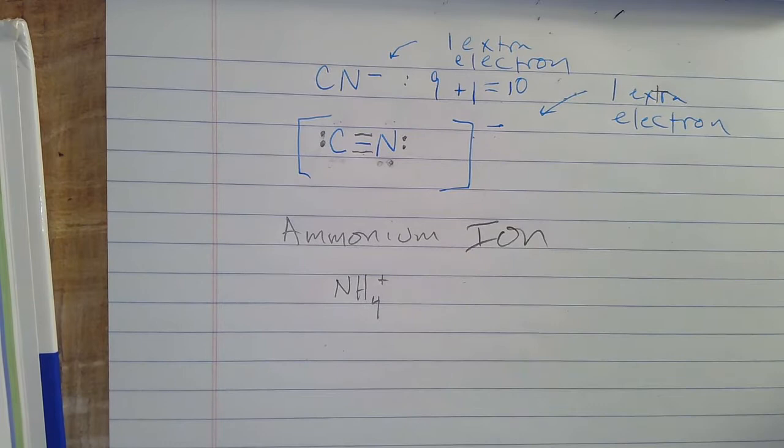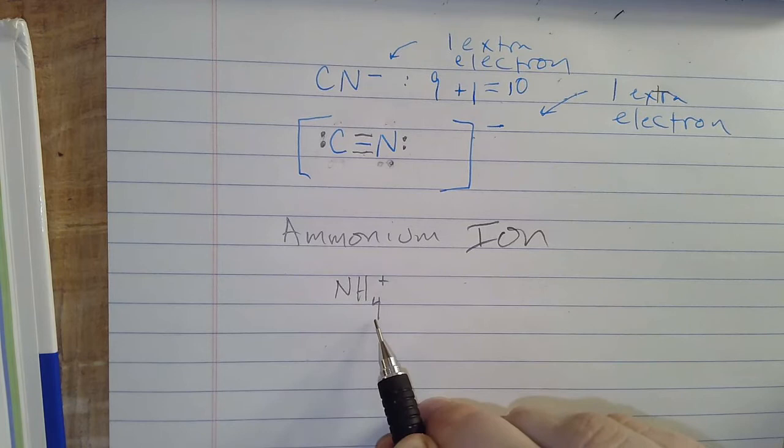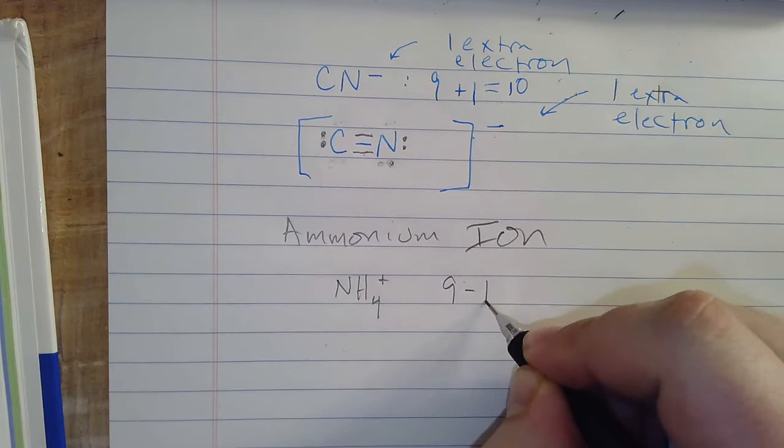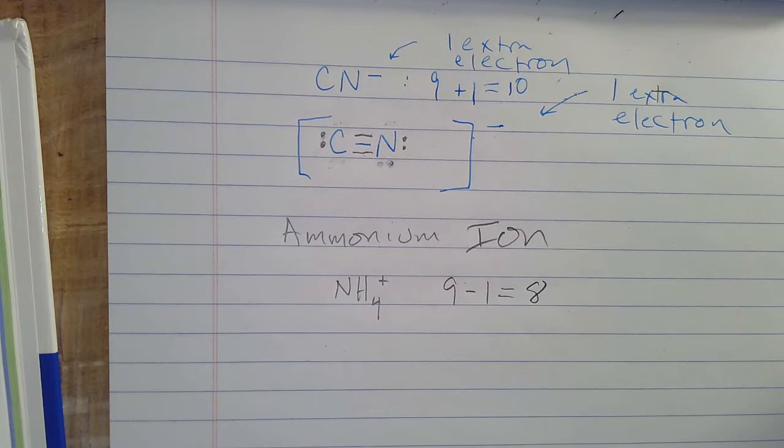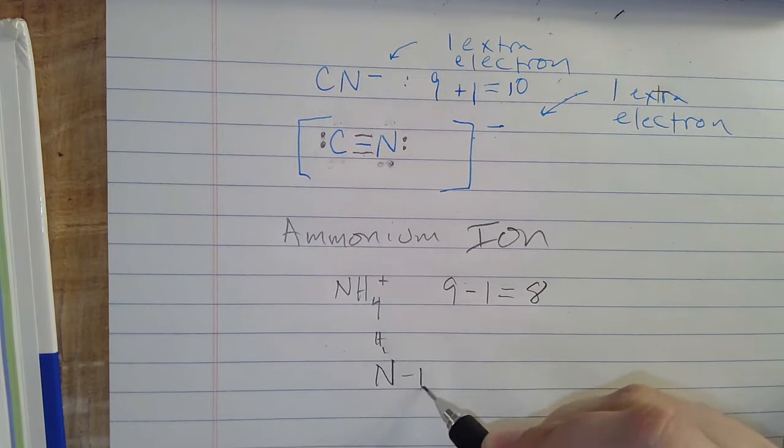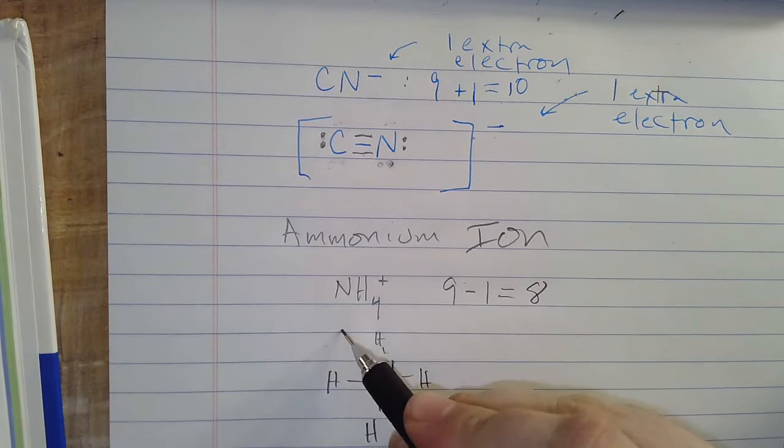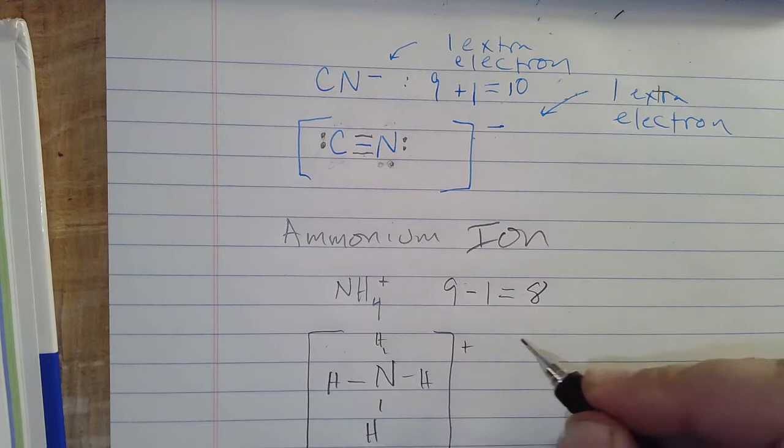So if we're to look at this, nitrogen is 5 plus 4 is going to be 9 minus 1 electron, giving us 8 electrons to play around with. If we look at NH4 plus, we're going to have N to an H to an H to an H to an H. Put that in brackets so that we know that this is an ion, and as a whole, this has a plus 1 charge. And if we look here, oh wow, we're already done.